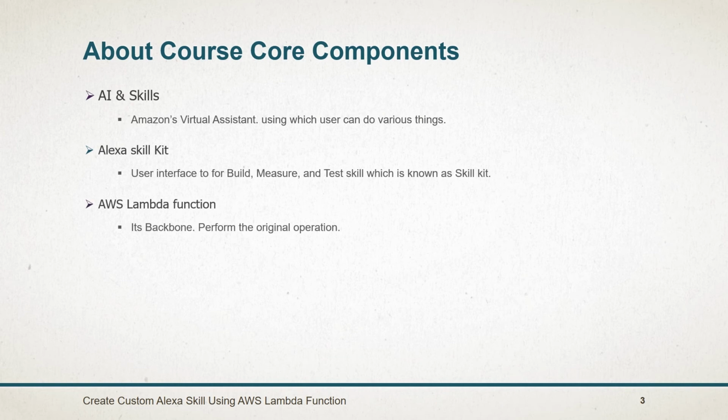Next is AWS Lambda function. Lambda function is a backbone of our skill. Alexa skill will send a request to our Lambda function and it will perform the original operation.